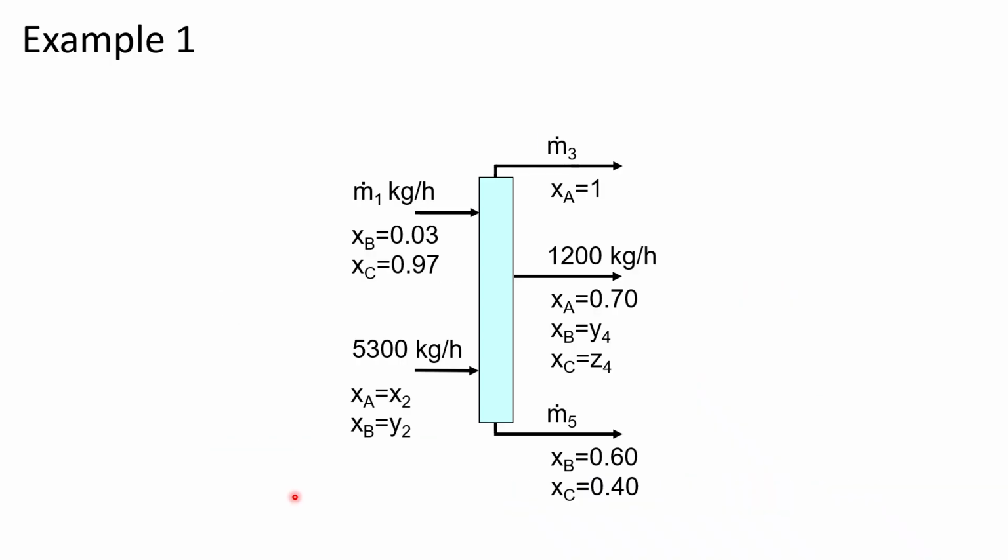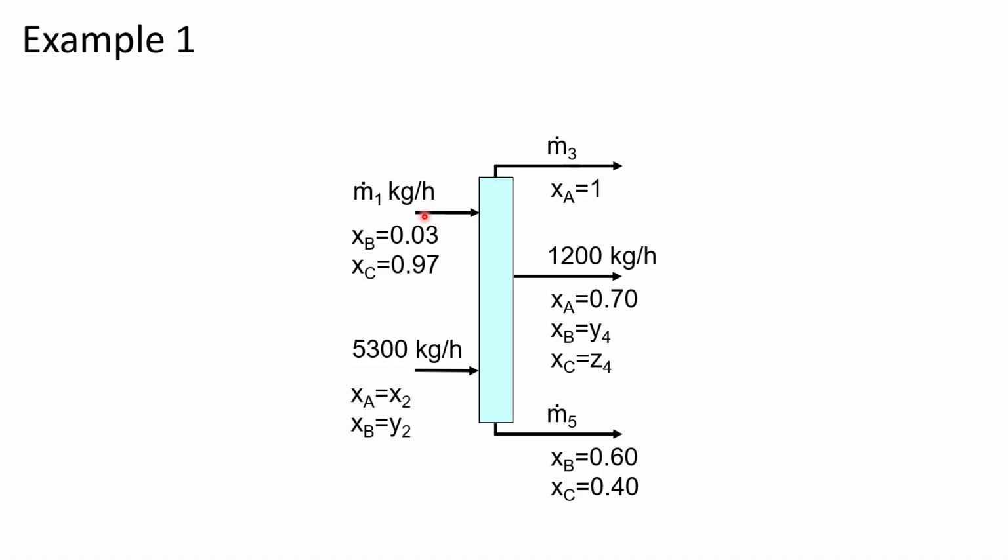The column that we're going to be performing mass balances on is shown here. This column has two feeds, a feed near the top and a feed near the bottom, and three products are drawn off: a distillate or top product, an intermediate side stream, and then a bottom product as well. For this problem, all the flows are given as kilograms per hour, and the compositions are mass fractions.